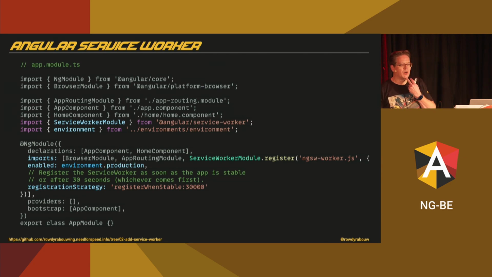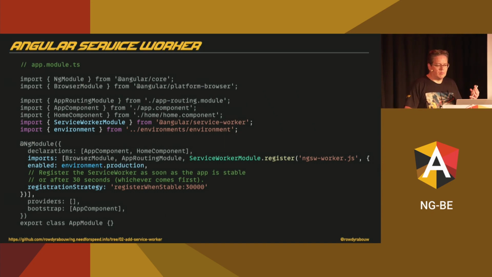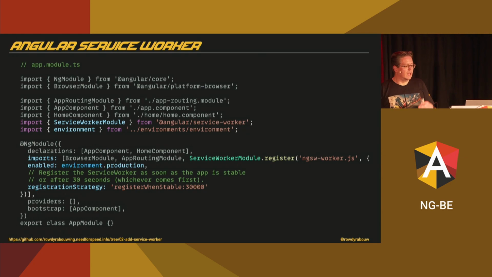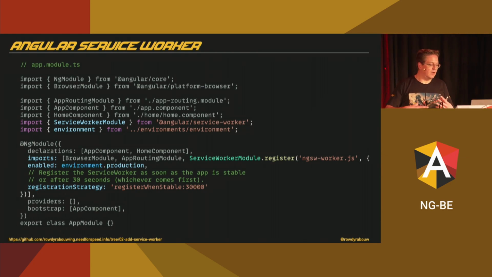Now, if you look at your app module, all the gray stuff was generated with ng create. But the service worker install made sure that in the imports of your NgModule, for instance, as I said, it's registered, and it will wait until your application is a little bit stable, or 30 seconds, and make sure that it's ready to go.